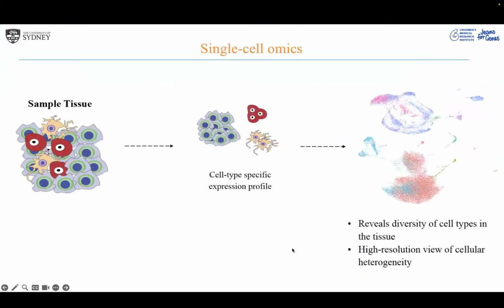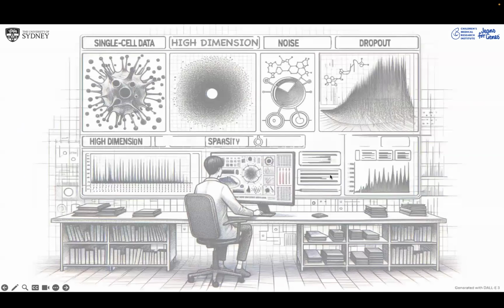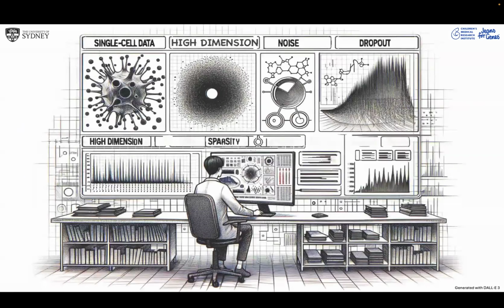So, as you might know, compared to bulk sequencing, single cell sequencing is able to capture the molecular variability occurring in each individual cell, thereby providing a high resolution view of the cellular heterogeneity. However, analyzing single cell data is not an easy task because single cell data is often high dimensional due to a lot of genes for each cell. It's often noisy, there is sparsity and dropout events. So analyzing this data requires development of robust methods.